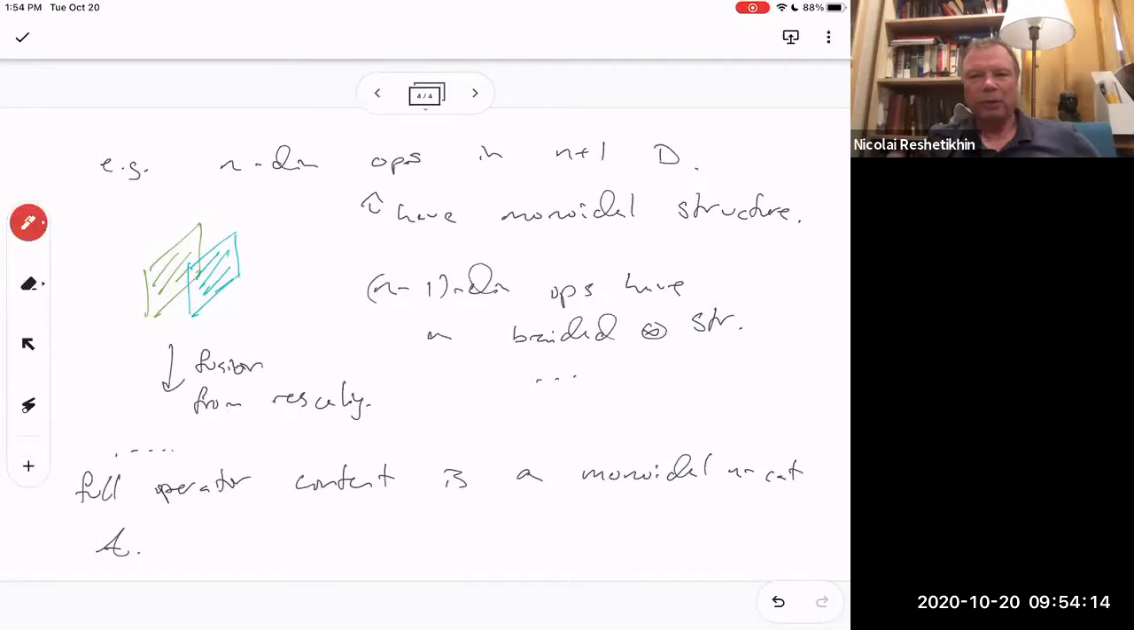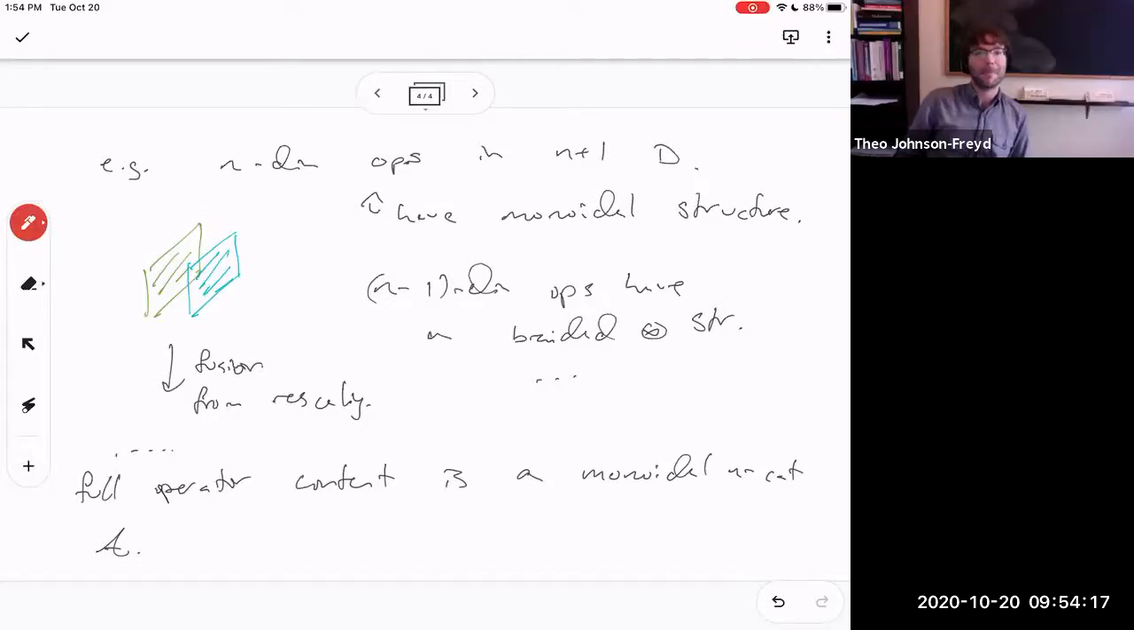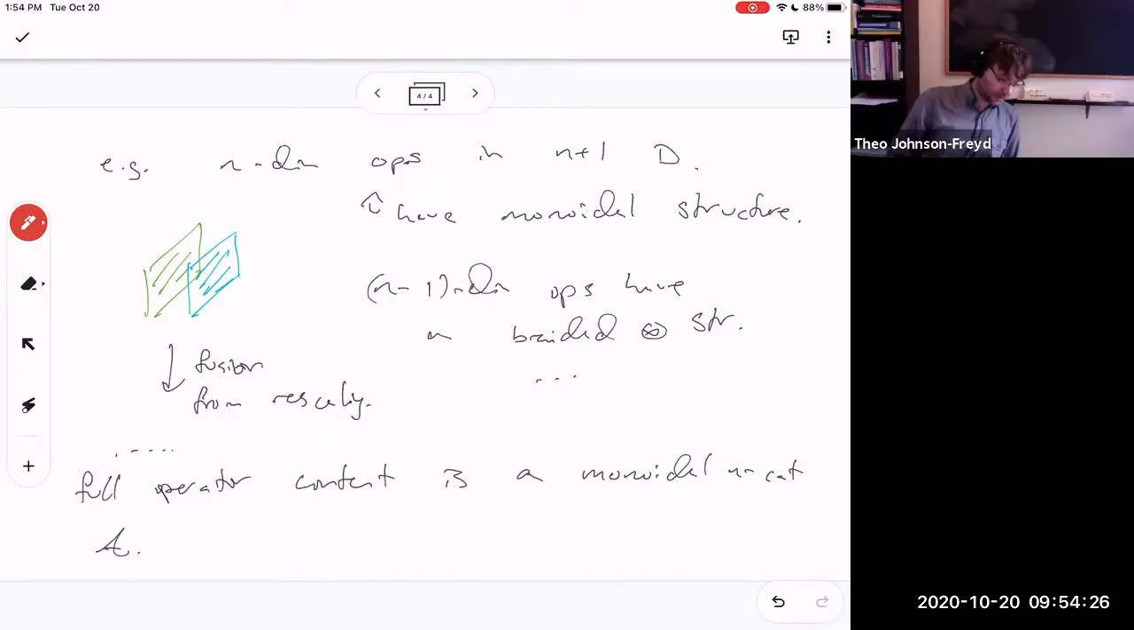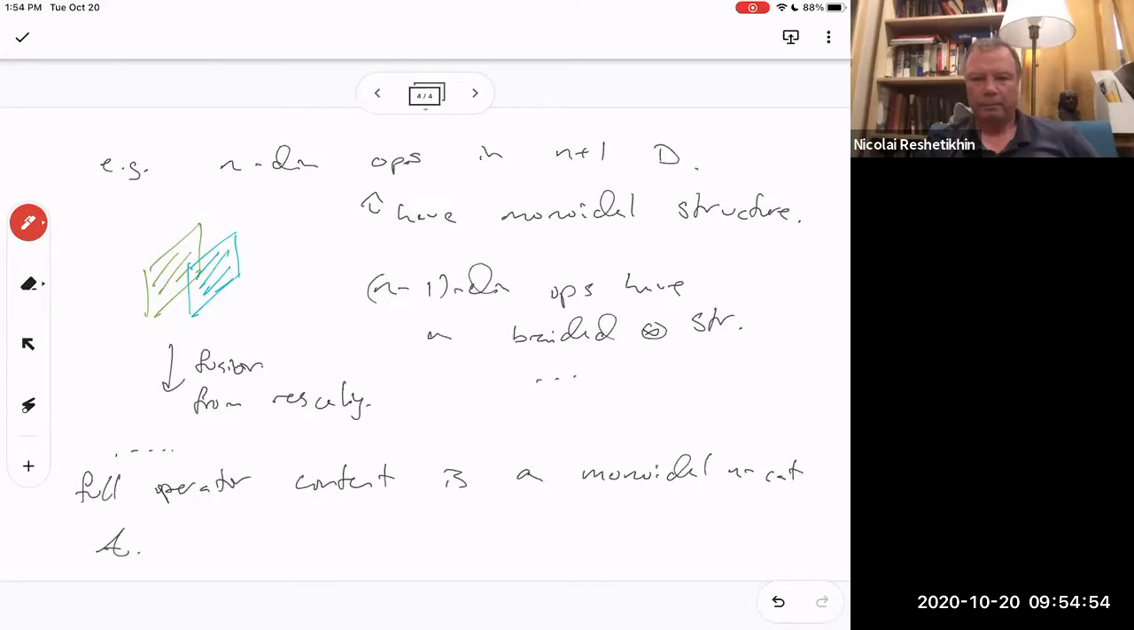For n equals 2, in Chern-Simons, what are the surface operators? Let me tell you a statement in two slides. The thing I'm actually about to say is that in most examples, there are no interesting n-dimensional operators. Or rather, there's a systematic way to reconstruct them.